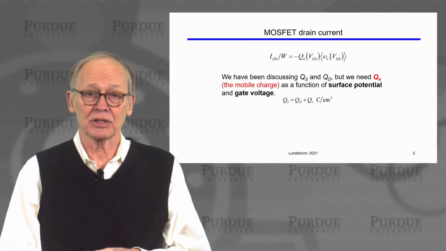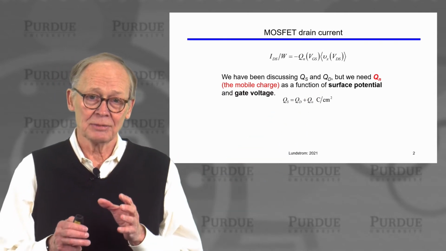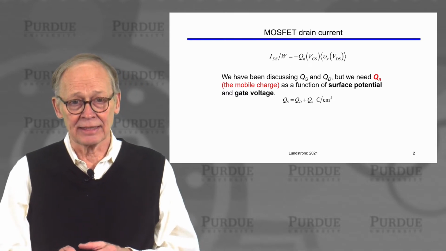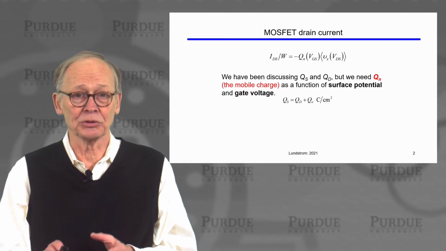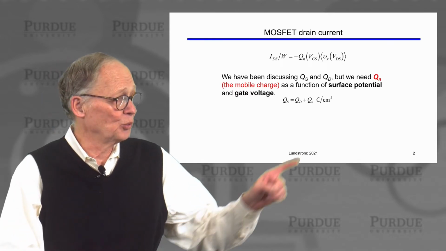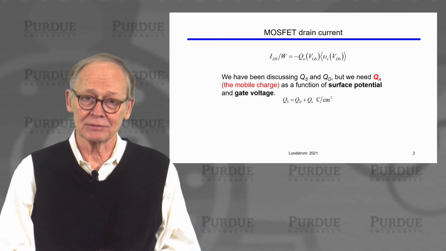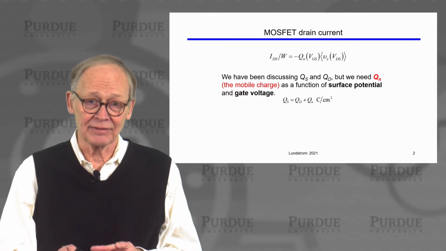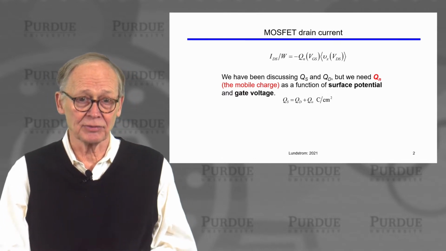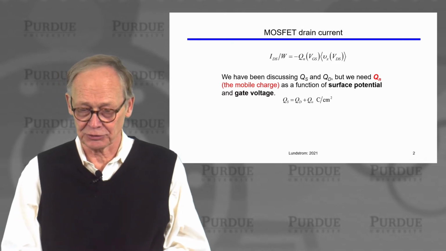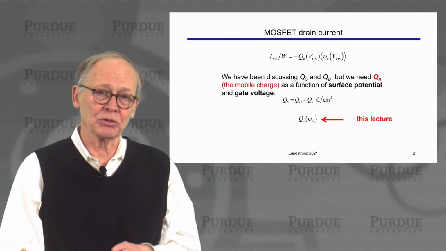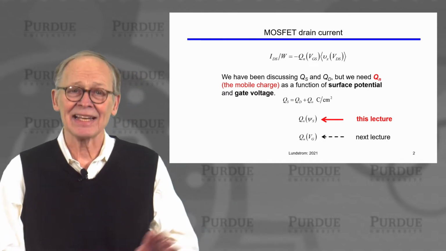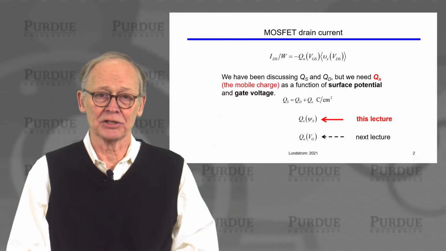We've also discussed Q sub D, the charge in coulombs per square centimeter in the depletion layer due to the ionized acceptors in an N-channel MOSFET or the ionized donors in a P-channel MOSFET. But we need Q sub N for an N-channel MOSFET or Q sub P for a P-channel MOSFET, the mobile charge. And we need that eventually as a function of gate voltage, but first of all, let's understand it as a function of surface potential. So we'll talk about the mobile electron charge as a function of surface potential in this lecture, and in the next lecture, we'll relate that charge to the gate voltage.